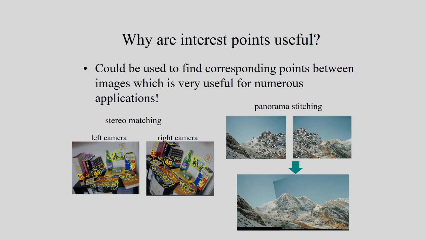I can give these two examples of why interest points are important for image matching. You can see here two images I am considering. One is the left image, another one is the right image, for finding the stereo correspondence. You can see I have some interest points, and based on these interest points I can find the correspondence between the left image and the right image. That is for stereo matching.